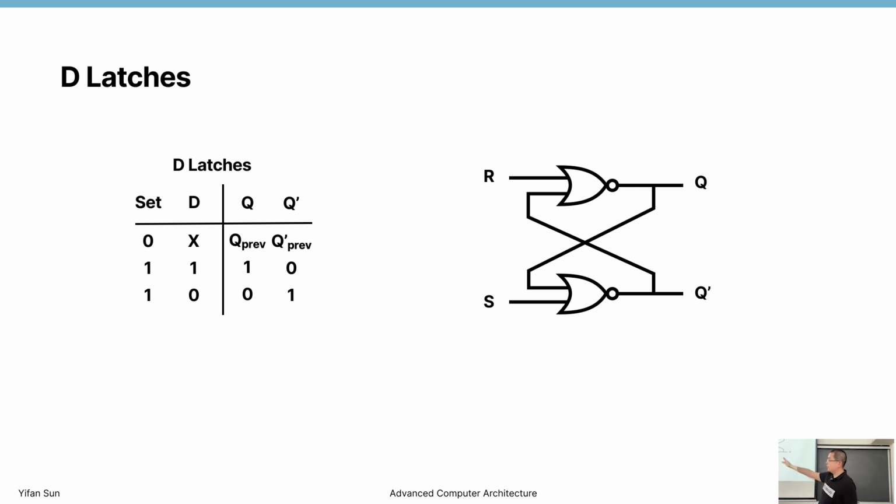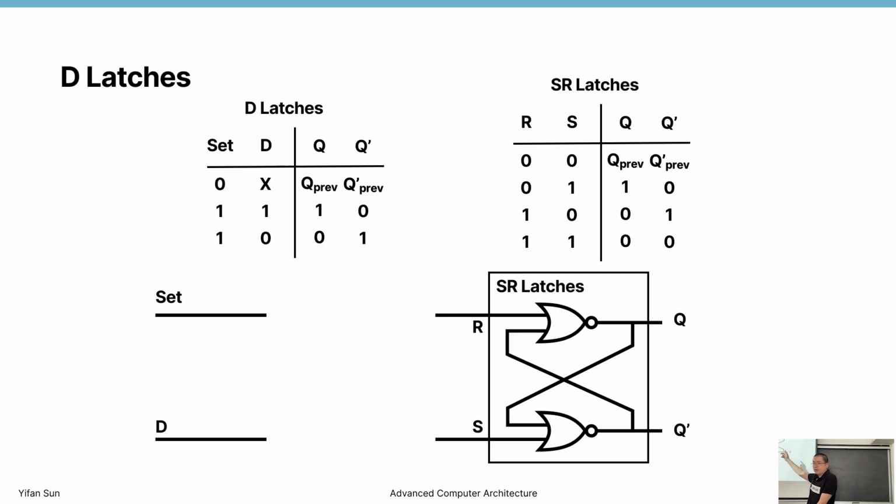Then how we can implement this logic with this component is basically we somehow need to convert the set and D signal into S and R signal. Now we know the set and D signal, we know the S and R signal, right? We have the truth table. We basically need to bridge these two truth tables together and use some combinational logic to somehow translate the set and D signal into R and S signal.